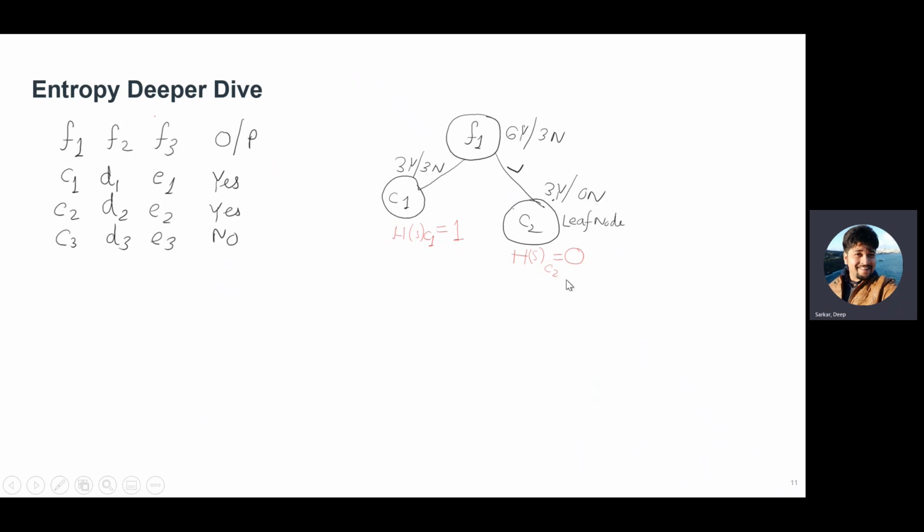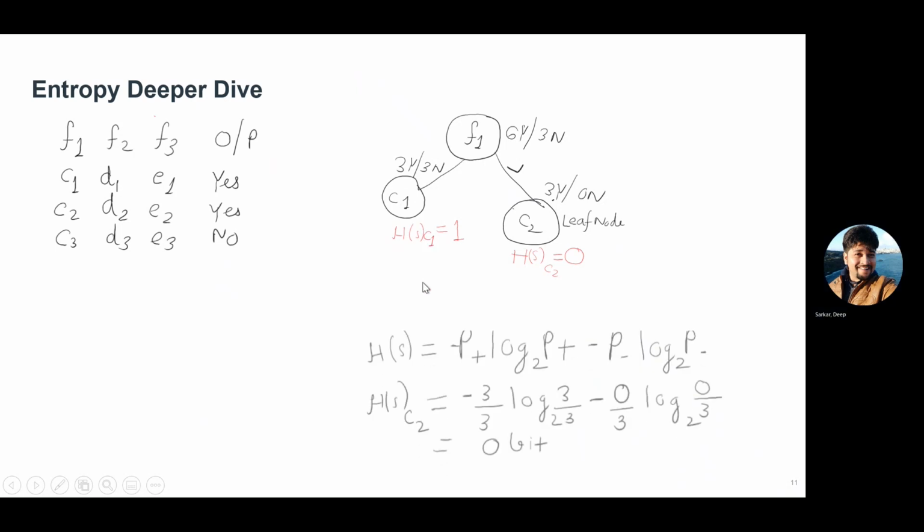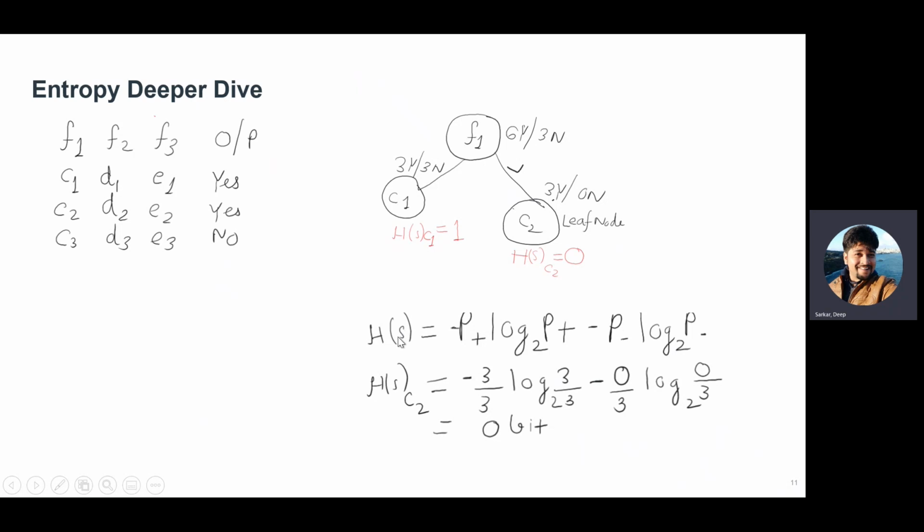And we had seen why the pure split entropy comes at 0, and we will also see why the entropy of this particular C1 node is coming as 1. If we recall the mathematical formula of entropy, it was minus p plus log to the base 2 p plus, minus p minus log to the base 2 p minus.